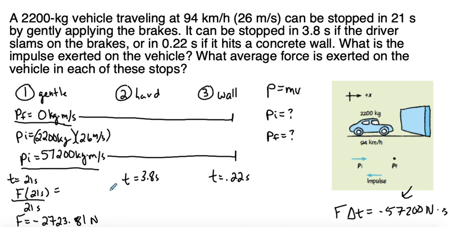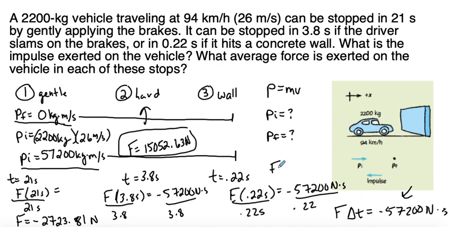Okay, so let's do this second one here. For the second one here, we'll have F delta t, and our delta t is 3.8 seconds. That's going to be equal to that negative 57,200 Newton seconds. All right, and then just like the last one, we would divide out the time, so divide by 3.8 on both sides, and we will get 260,000. So that should be a negative 260,000 newtons. And I also forgot the negative on this one. Since we're slowing down and we're coming to a stop, your force will be negative.